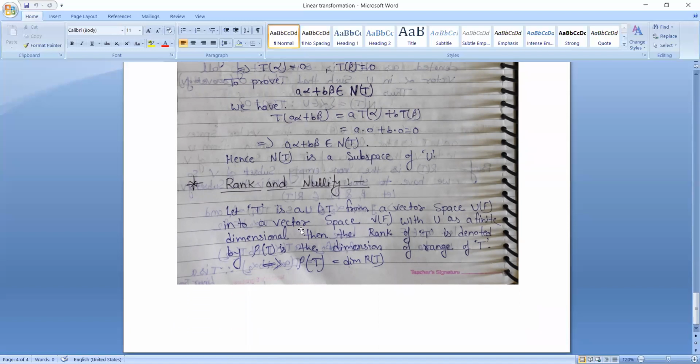Next, rank and nullity. Let T be a linear transformation from a vector space U(F) into a vector space V(F) with U finite dimensional. Then the rank of T, denoted by ρ(T), is the dimension of the range of T. That implies ρ(T) = dimension of R(T).